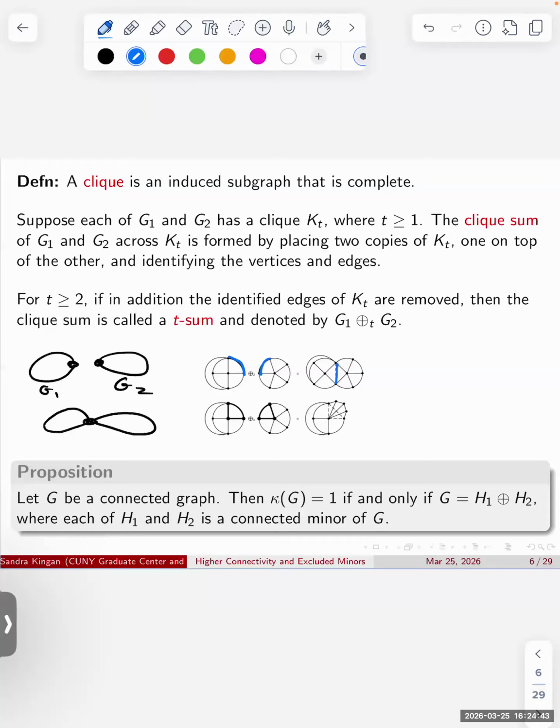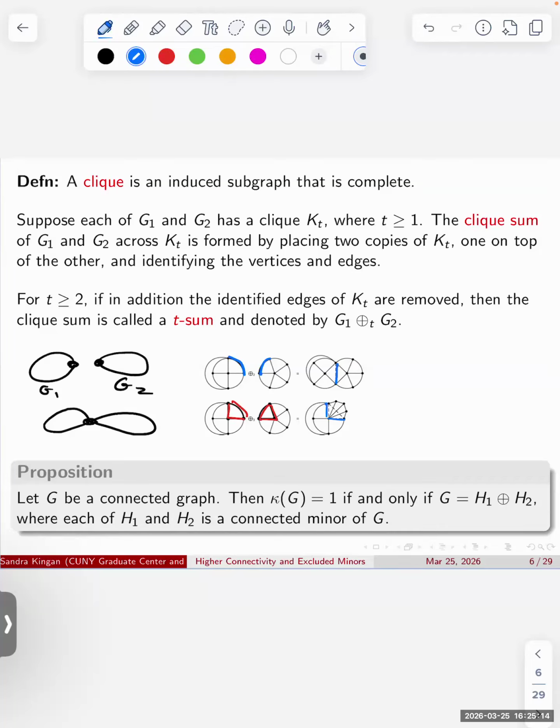If you want to attach it across a triangle, this is where the bit about placing two copies of KT becomes a little bit more needed. In the previous ones, you're just sticking it across a vertex and an edge. So you're placing the two copies of K3 one on top of each other. You're identifying it, and then this is the resulting graph. So this would be the clique sum, right?